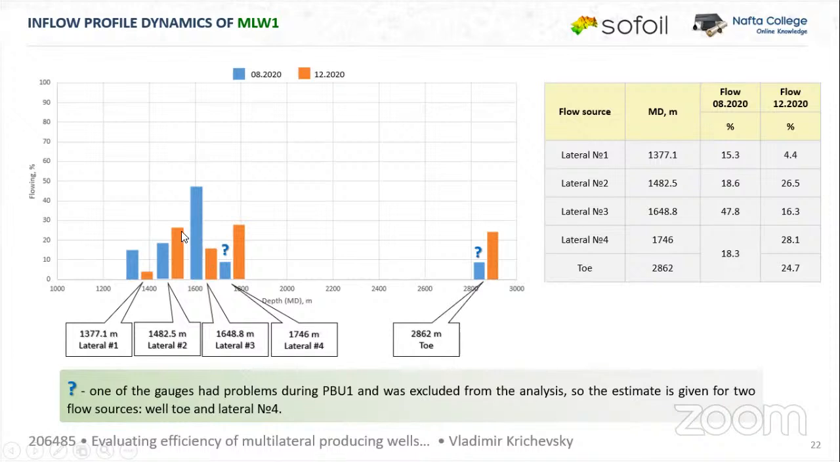Around a 3 times decrease in the share of inflow is observed in them. So finally, what I want to say is the conclusions from the analysis generally confirm the conclusion from the DTS analysis on the redistribution of the inflow from the heel to the toe with the time of production.